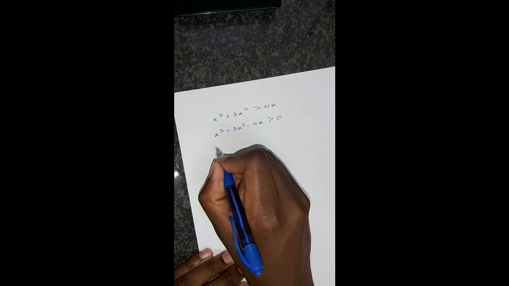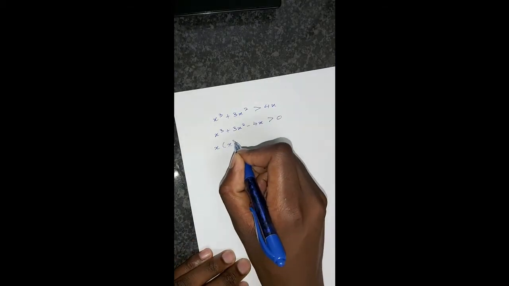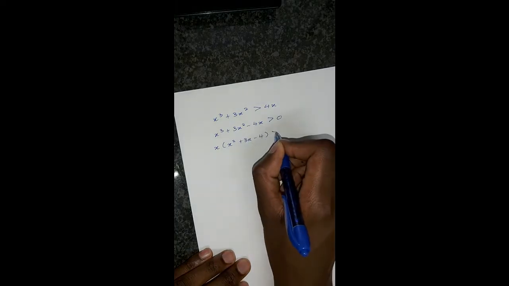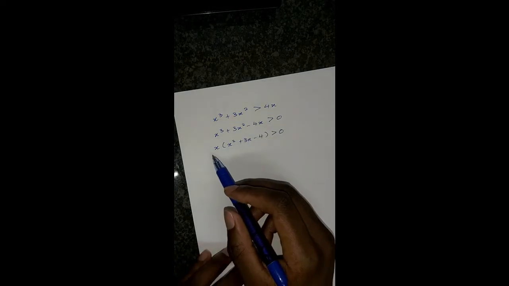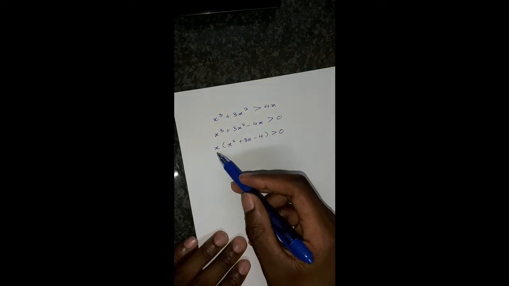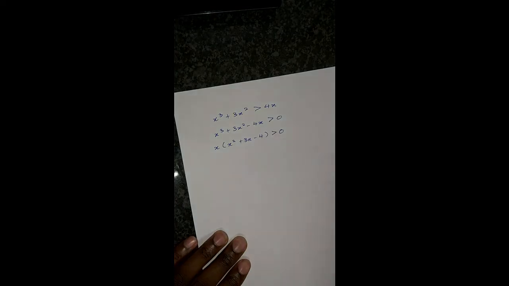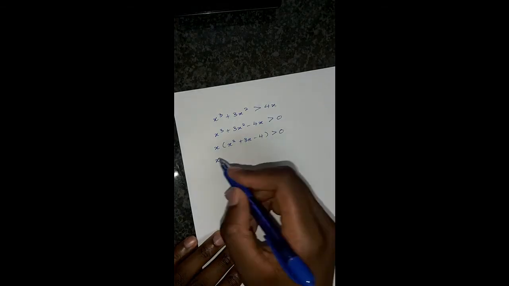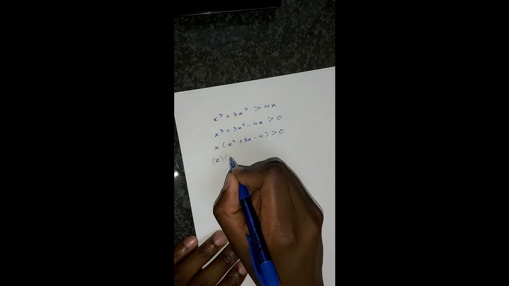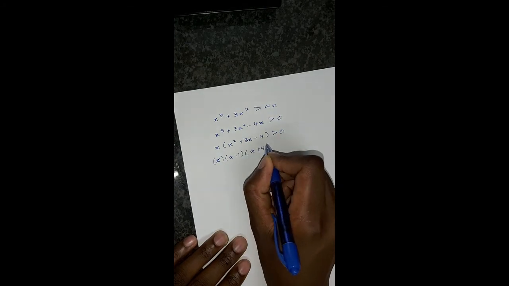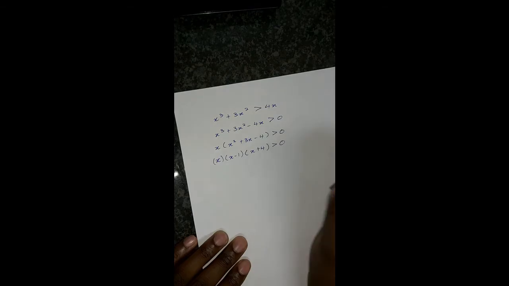Then with this one, you can factor out x and then get x(x² + 3x - 4) greater than 0. But then you do not cancel out x when you're dealing with inequalities. You do not cancel out x and then divide throughout by x. So you keep it as it is, and then you factorize everything else. That you have x, and then (x - 1), then (x + 4) being greater than 0.